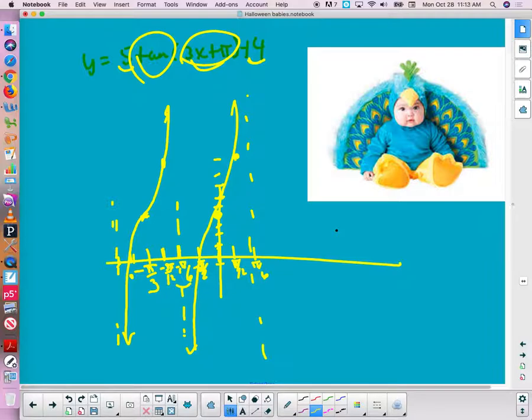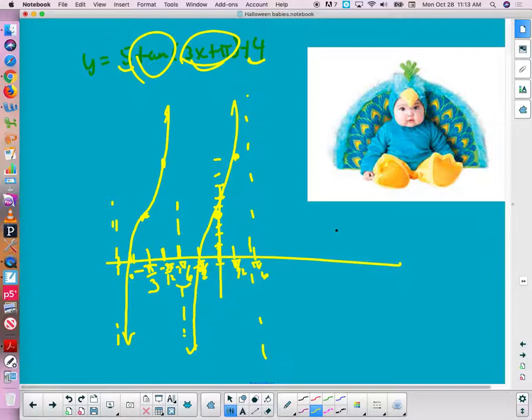What's 3 times pi over 12? 3 pi over 12. Pi over 4. Then it says plus pi. So what's pi over 4 plus pi? Yeah. You wouldn't want to do all this in your head, but you get 5 pi over 4.